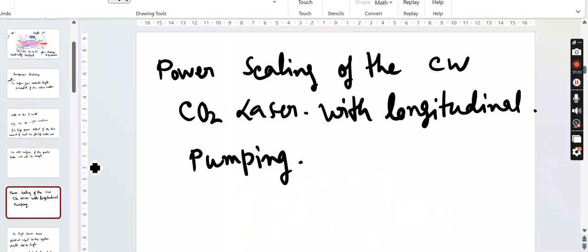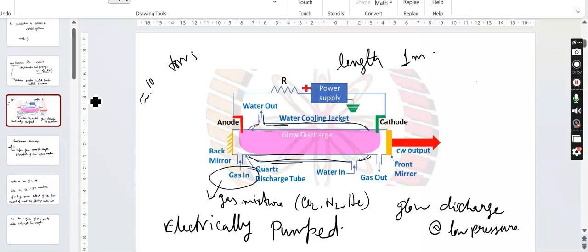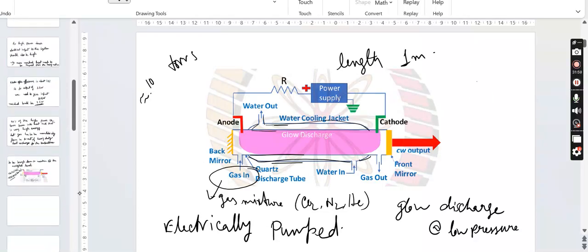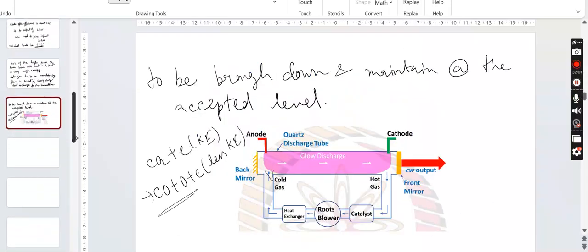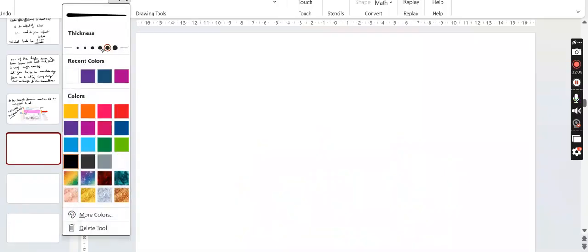This is for the power scaling of carbon dioxide laser with longitudinal pump. This is low pressure. This is a little bit high power. Now we want to discuss power scaling of carbon dioxide CW laser with transverse gas flow.